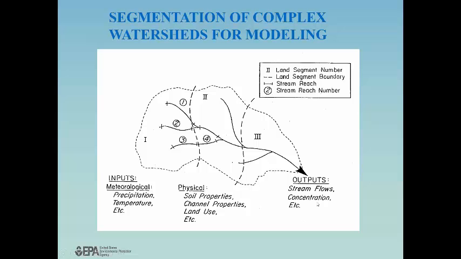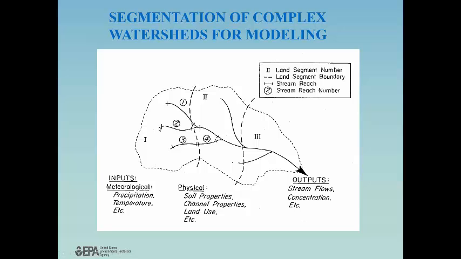So we have a watershed here. We would typically divide it up into multiple areas depending on the inputs in terms of precipitation, temperature, the forcing meteorologic inputs. We look at the physical soil characteristics and channel properties and land use. And then in deciding where we want outputs to use for decision making, that also will impact the extent to which you divide the watershed up.